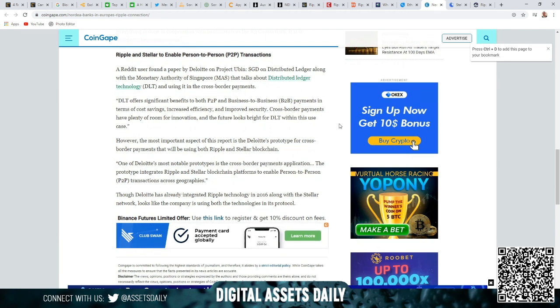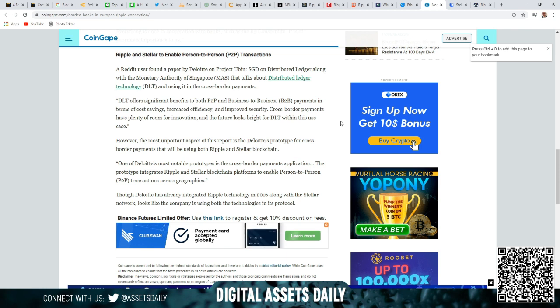A Reddit user found a paper by Deloitte on Project Ubin SGD on the distributed ledger, along with the Monetary Authority of Singapore, MAS, that talks about DLT and using it in cross-border payments. DLT offers significant benefits to both P2P and business-to-business payments in terms of cost saving, increased efficiency, and improved security. Cross-border payments have plenty of room for innovation, and the future looks bright for DLT within this use case. However, the most important aspect of the report is Deloitte's prototype for cross-border payments that will be using both Ripple and Stellar's blockchain.